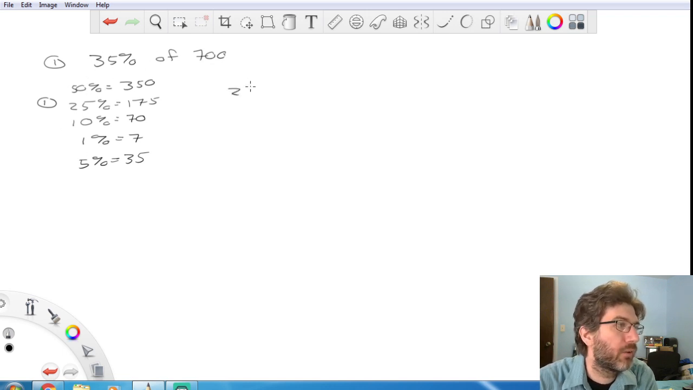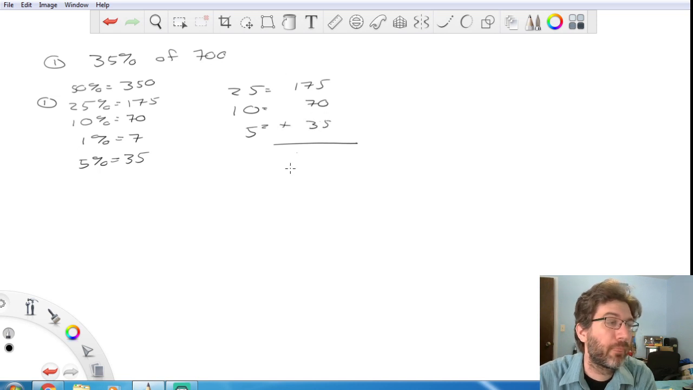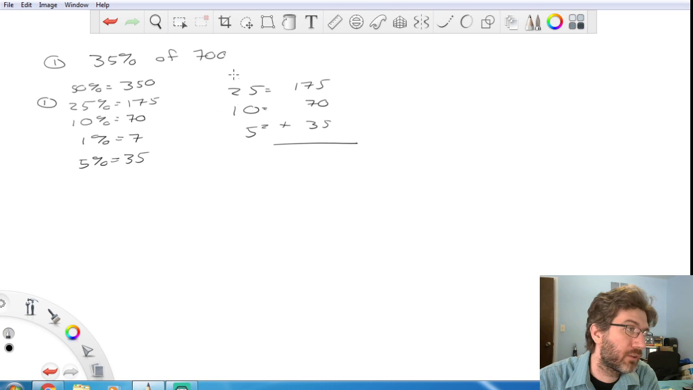So we can do 25, and then you'll have a 10. That'll give you 30%, and then you'll have a 5. So we can just add those numbers up, and we'll get our answer. 25% is 175, 10% is 70, 5% is 35. Just add them up, and you should get 35%. Again, these are your percents, and these are your numbers. So this 25 plus 10 plus 5 gives you 35.